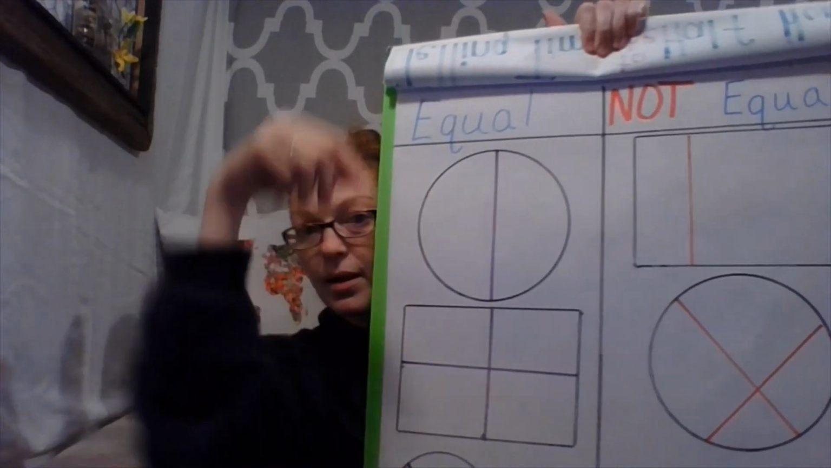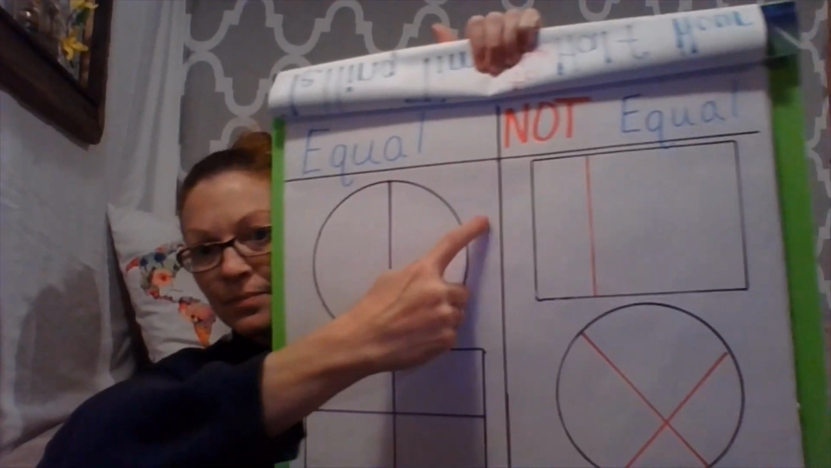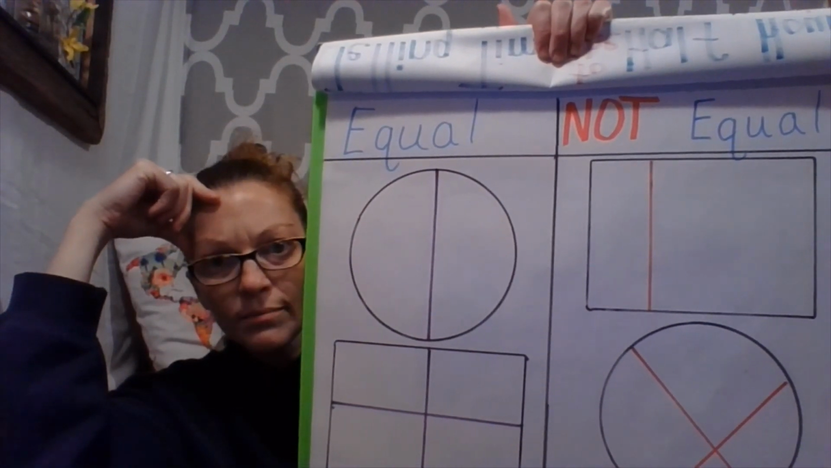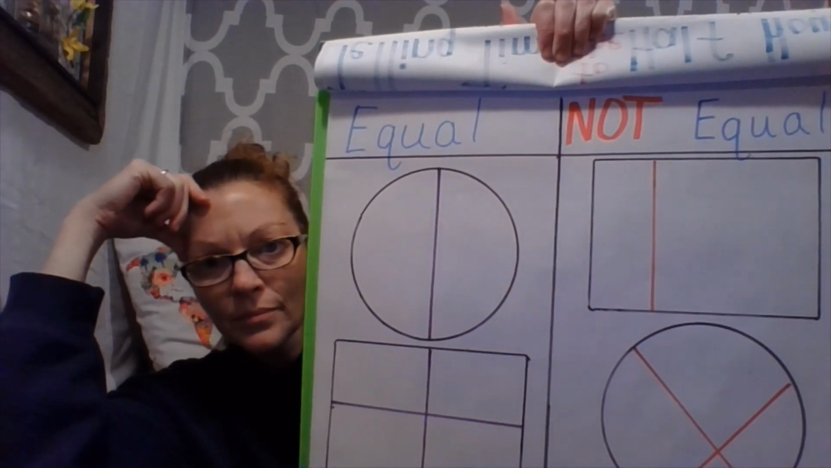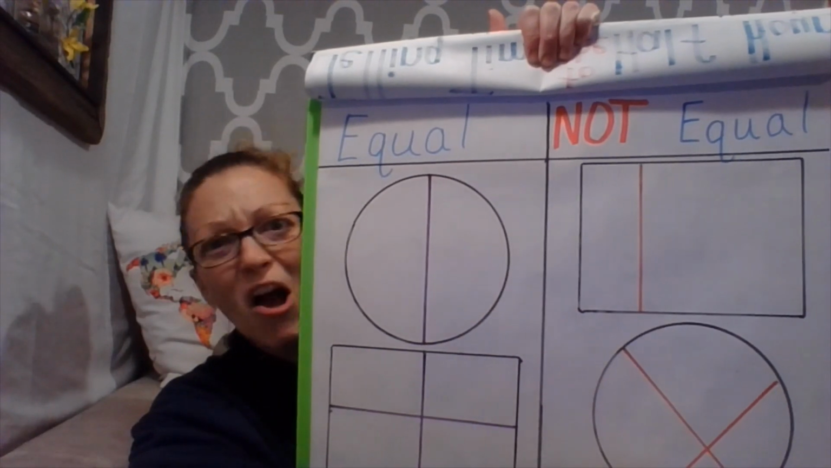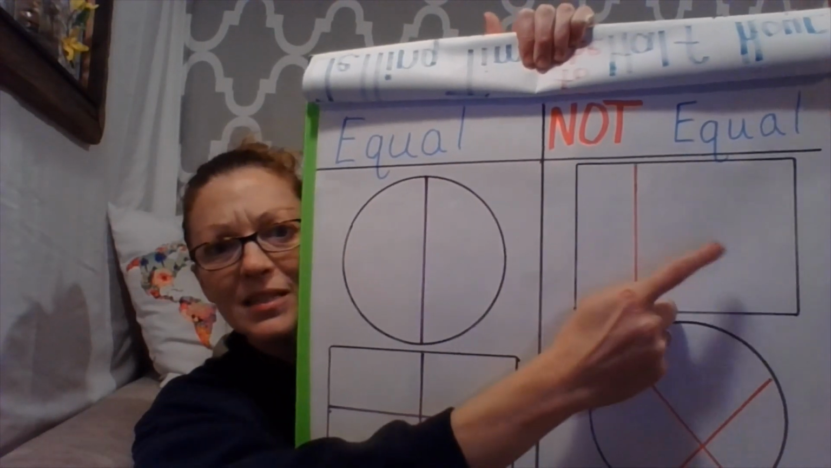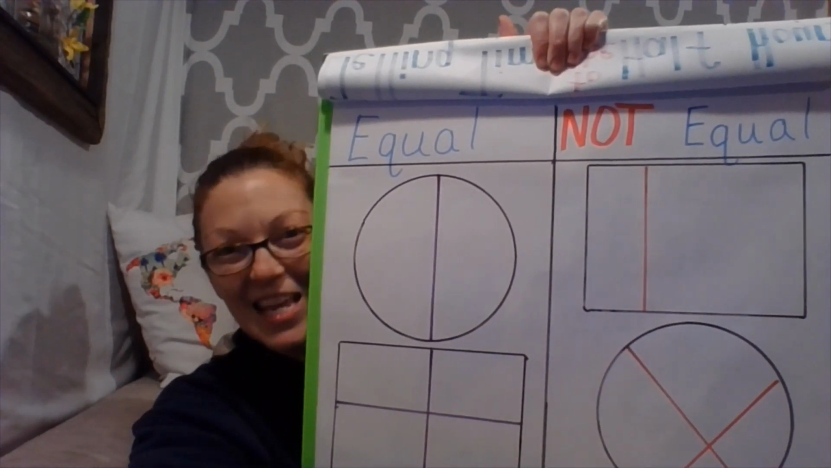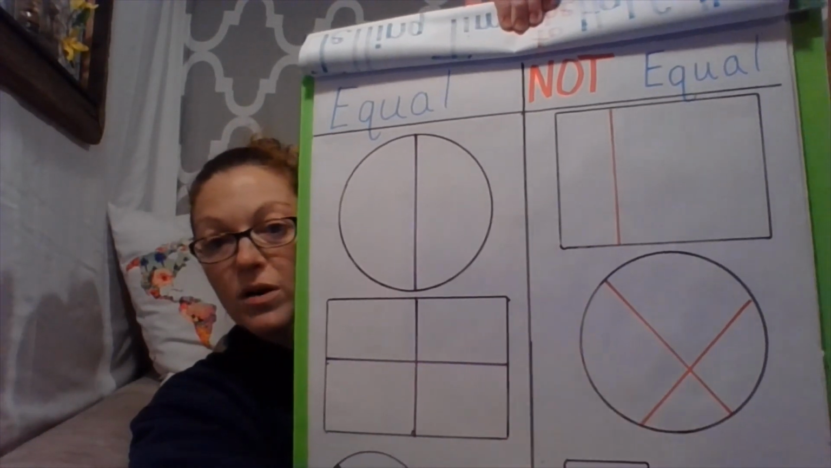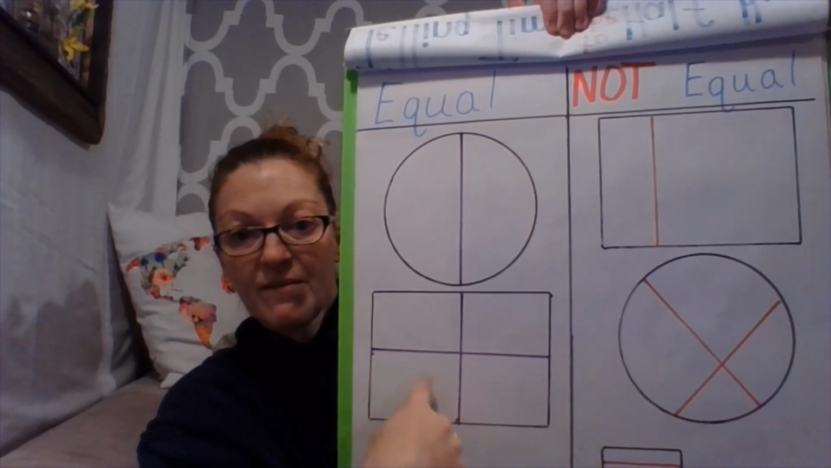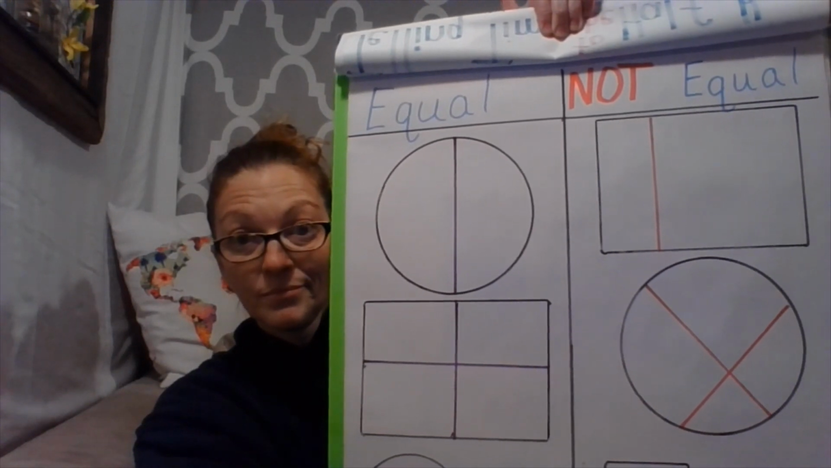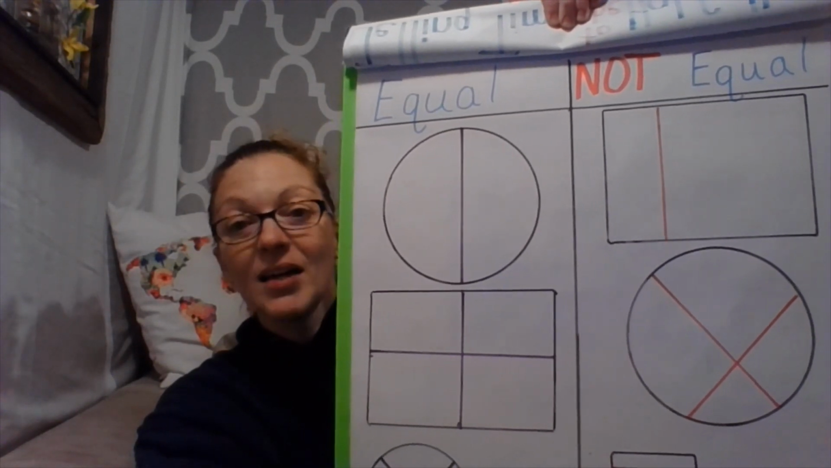Okay, what about this one? Look at that. What do you think? Are they equal or not equal? Is this side the same as this side? No, this one is smaller and this side one is bigger. So they're not the equal parts. Look at this. There's 1, 2, 3, 4 sections, just like this one. 1, 2, 3, 4 sections. Are all of these parts the same? No, so they're not equal.